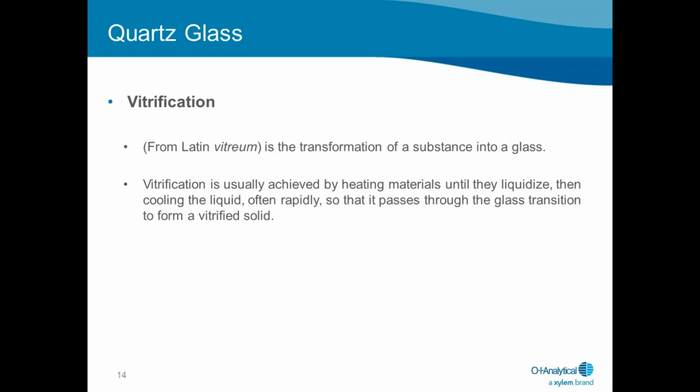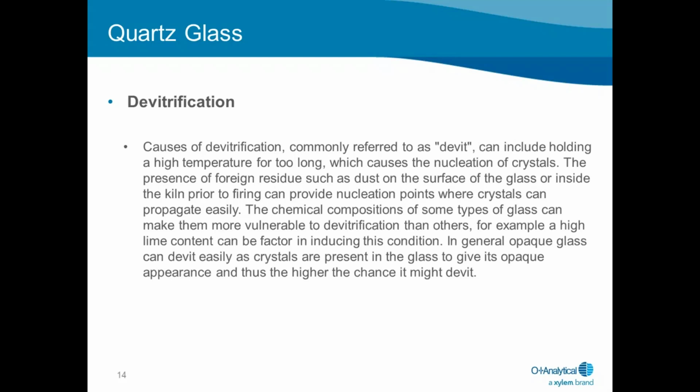Glass, any type of glass, is produced through the process of vitrification. A crystal, such as quartz, is transformed into an amorphous solid that we commonly refer to as glass. As one might expect, the reverse process of vitrification can occur under the appropriate conditions.